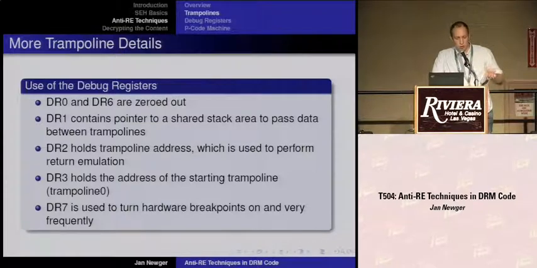DR2 actually holds the trampoline address used to perform the return emulation, and DR3 holds the address of the starting trampoline, that is Trampoline 0. And to confuse a possibly attached debugger, DR7 is used to turn hardware breakpoints on and off very frequently.